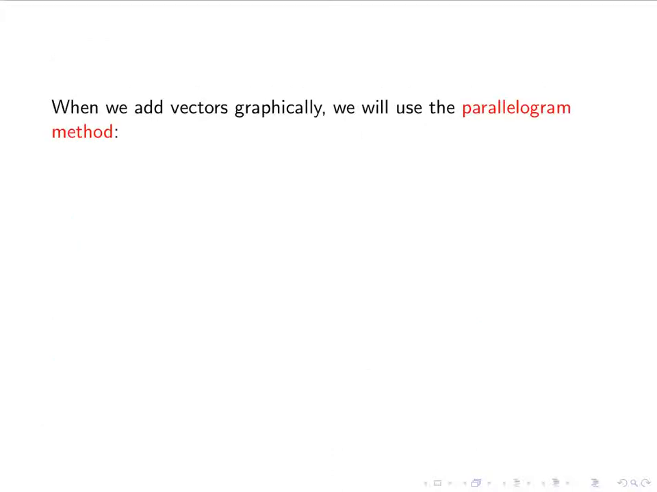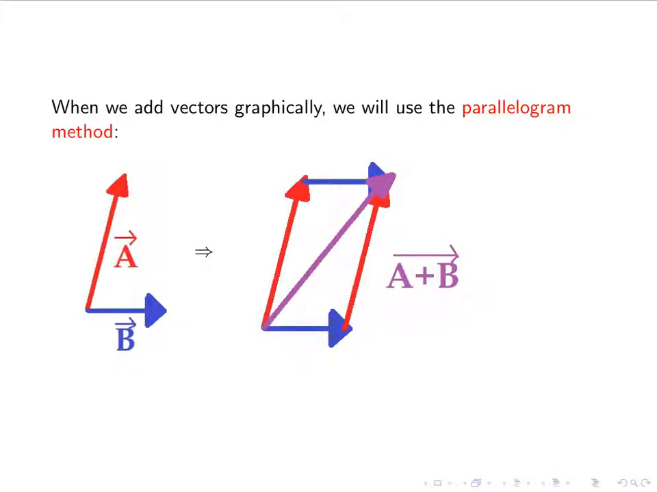When we add vectors graphically, we're going to use what's called the parallelogram method. What we do is we take our two vectors and we join them together where they start. We put them together, and then we create a parallelogram. So a parallelogram, remember, is a four-sided figure. Each opposite pair of sides is parallel. So we have two copies of A, we have two copies of B, and it's a parallelogram.